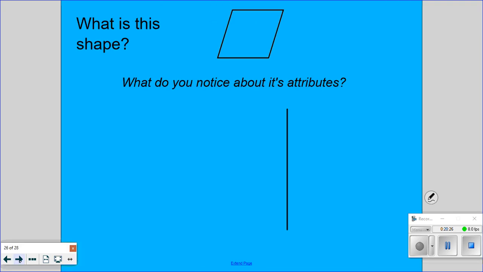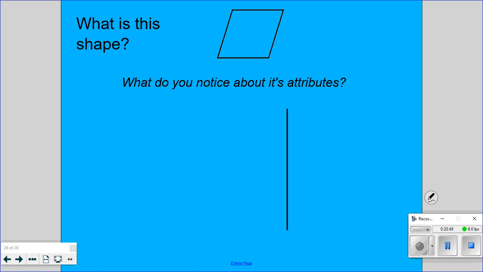Here's our new shape. We're doing the same setup, just a different shape. Try your best to draw that shape. I know it's a little harder. The shape that is on the board, please. Once again, we're going to notice some attributes to figure out what this shape is.